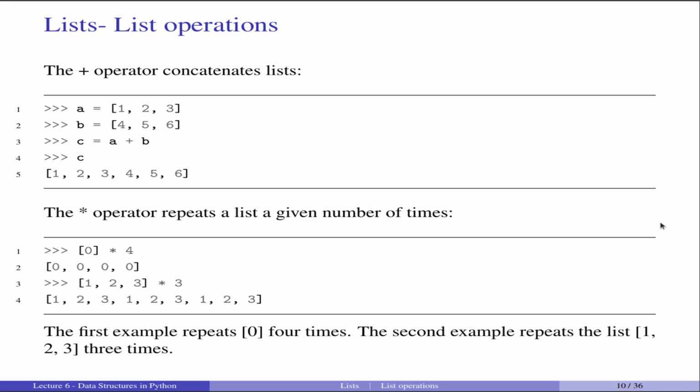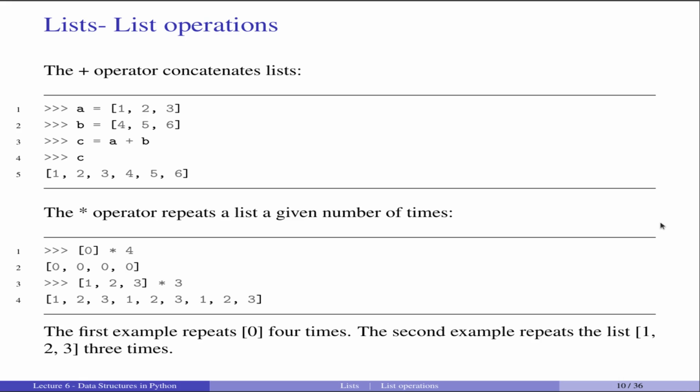So for example, we have two lists A and B. A has three elements 1, 2 and 3, B has three elements 4, 5 and 6. So if I write C equals A plus B, it will concatenate or append the list B with A and assign that to C. So now if I want to print C, it will print 1 2 3 4 5 6, right? I think it makes sense.